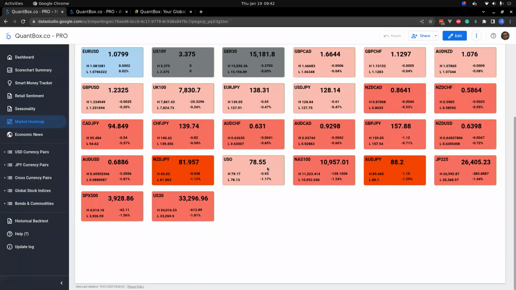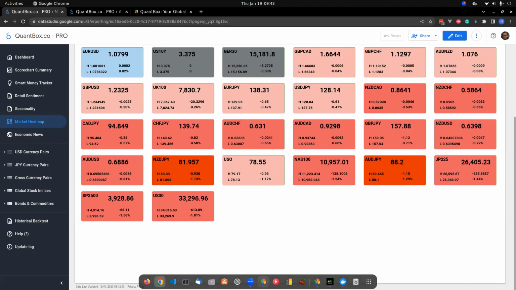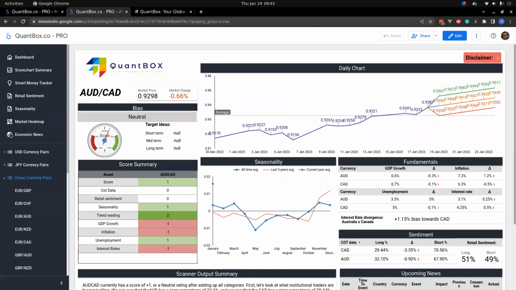Our indices are still down. Aussie Yen is still there. Kiwi Yen, Aussie dollar has come down a bit further. Kiwi dollar is now there. Aussie CAD's over here. You can see that there's a slight difference in the pairs, right? Now you suddenly got Kiwi dollar over there. So you go to Kiwi dollar and you say, okay, what is my Kiwi dollar?